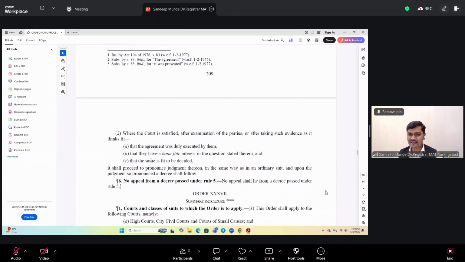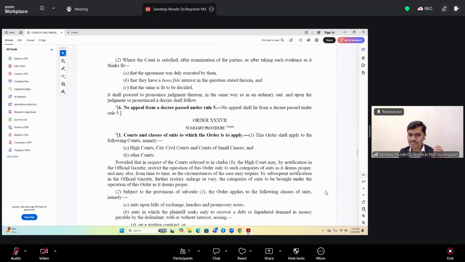The only thing is that if the suit has been decided under Order 36 as a friendly suit or special case, no appeal shall lie from a decree passed under Rule 5.